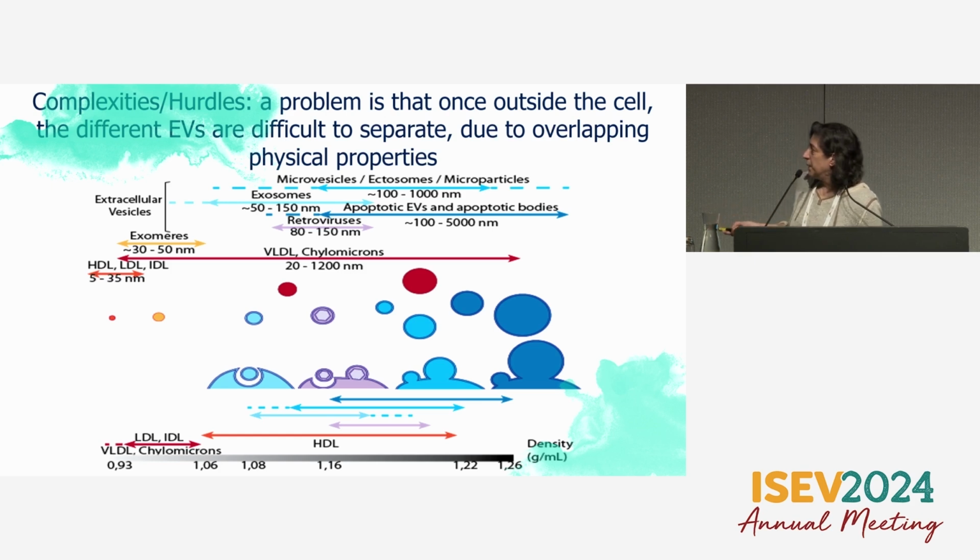And at the bottom, it's the density when you float or you pellet these EVs in a gradient. And again, the different types of EVs, their range of densities overlap. So you don't have a very precise definition of an EV subtype based on its size or its density.